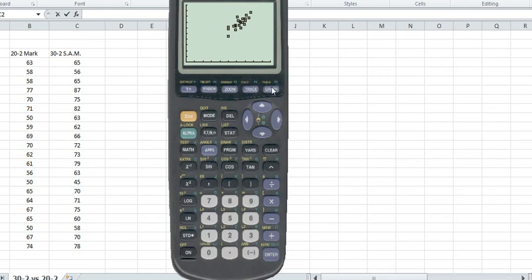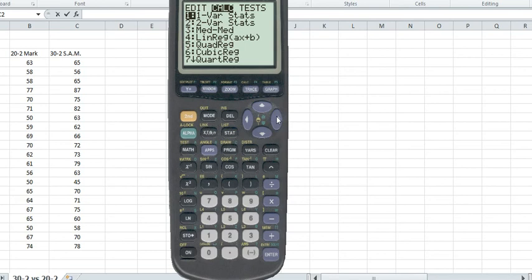Okay, so now we're going to put in a line of best fit. We're going to go to stat, over to calc, and hit number 4. I want a linear regression, but then don't do anything. Don't hit enter or anything.